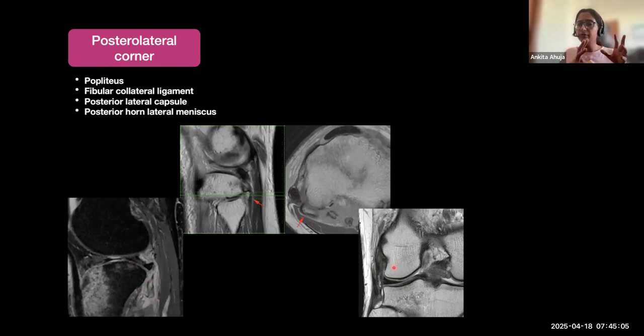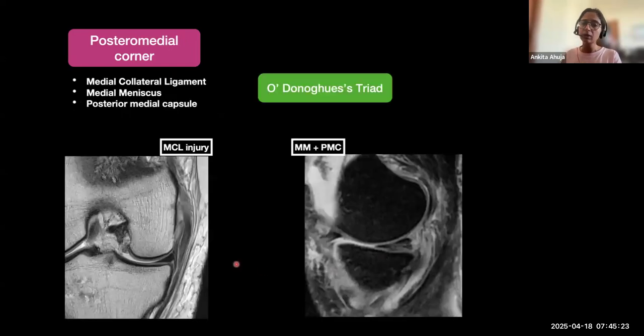Why are we doing so? If it is a very high grade injury to these structures, they need to repair these as well along with the ACL. Why? Because if these are not repaired, then there might be laxity and the patient might ultimately land up with osteoarthritis if not treated for a longer period.